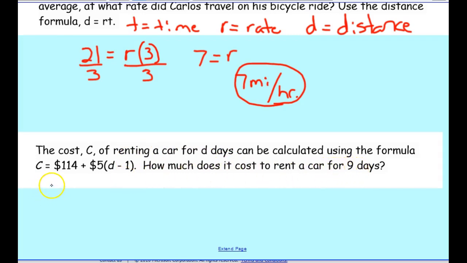Well, we know we have C equals 114 plus 5 times D minus 1. Well, we know that D stands for days. Now it's asking us to find how much it costs to rent a car for 9 days. So instead of D, we're going to have 9.